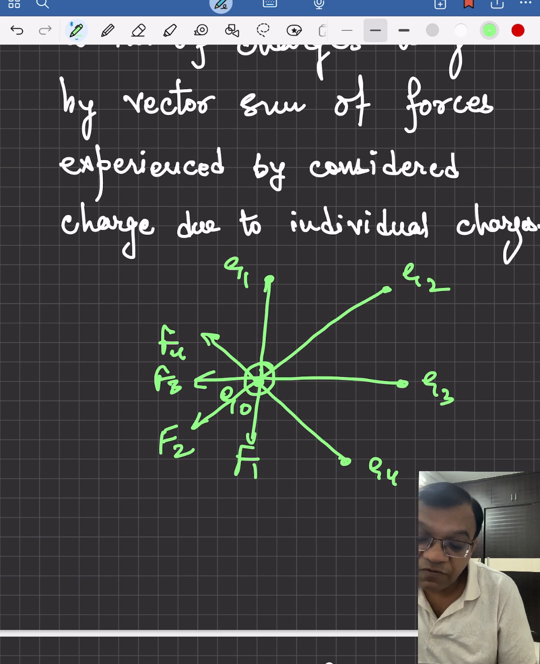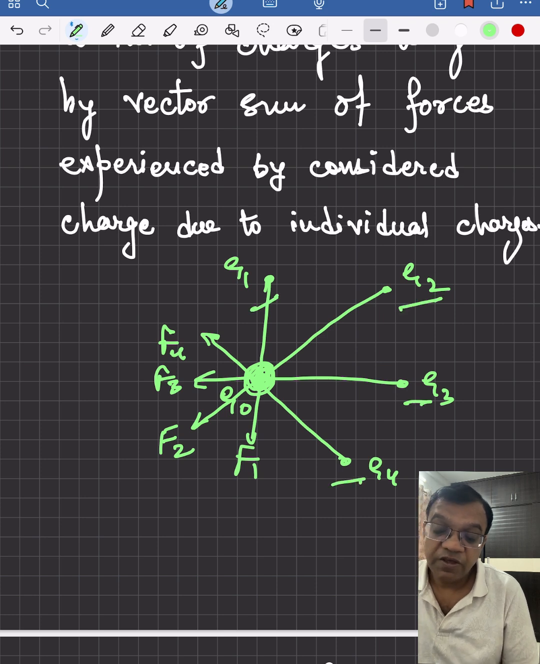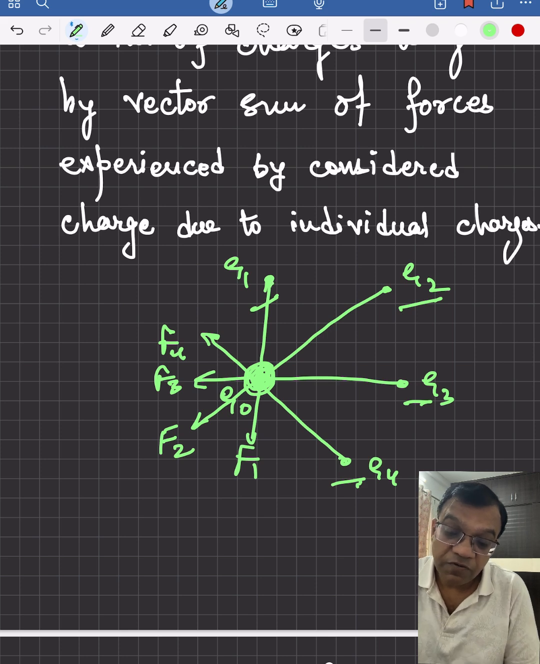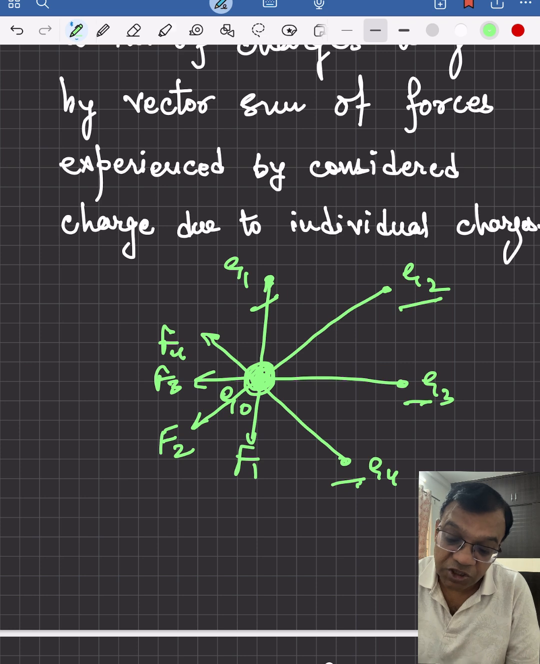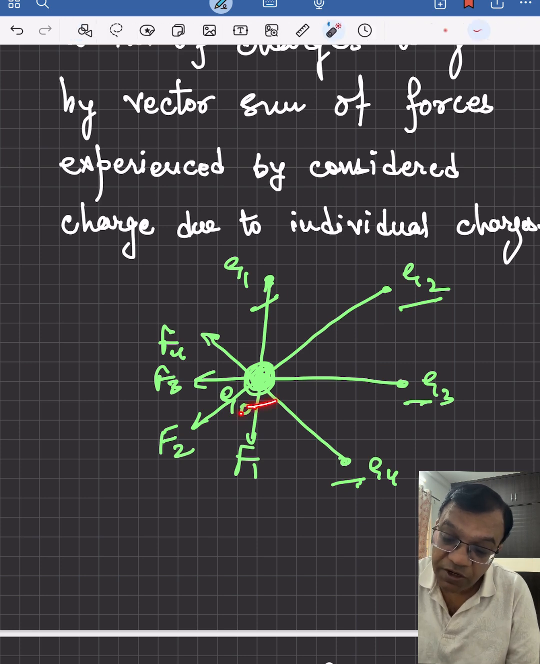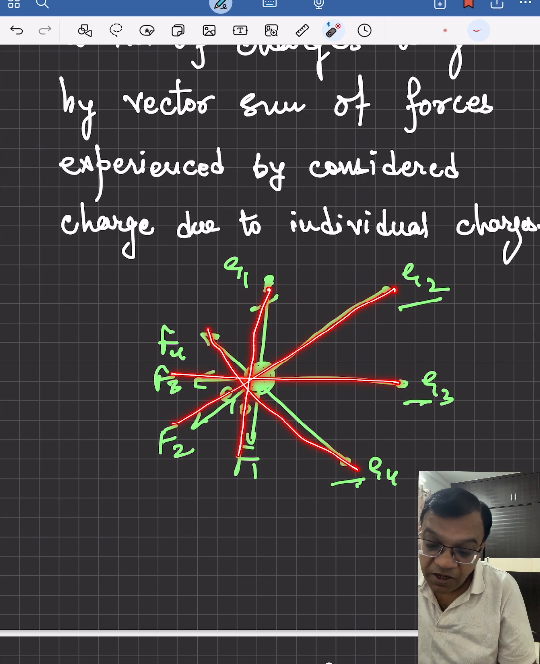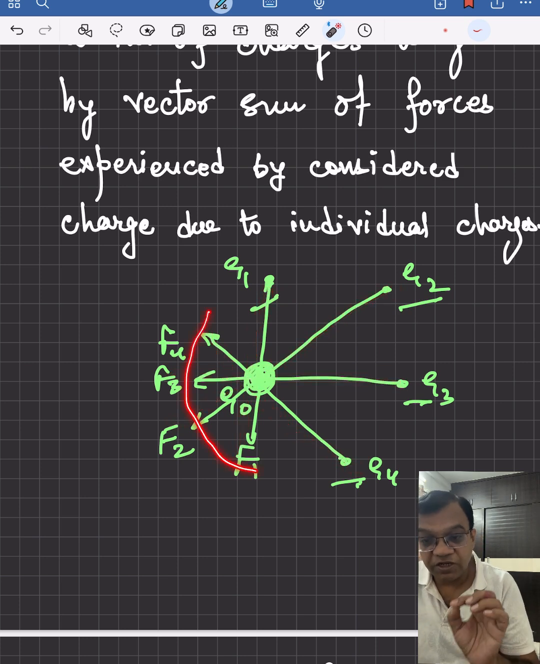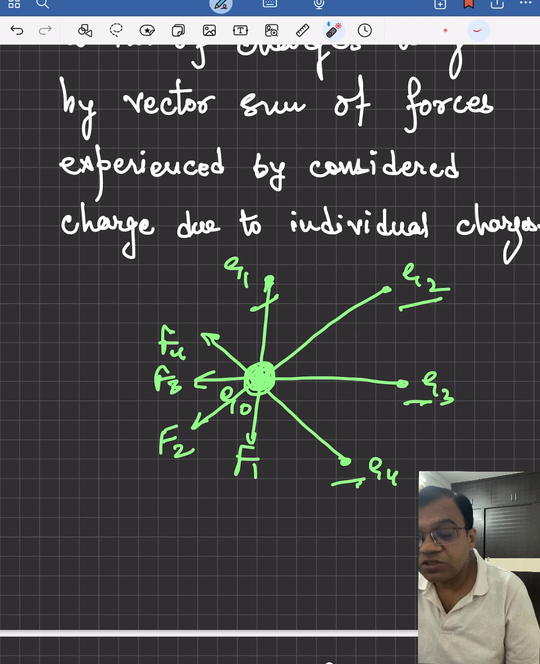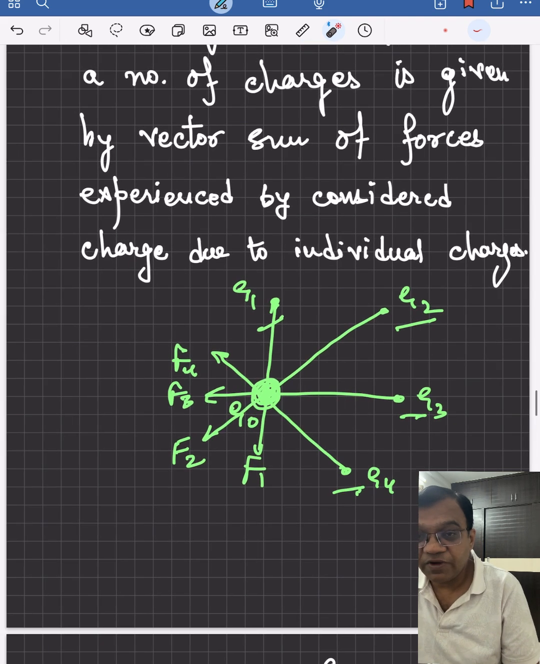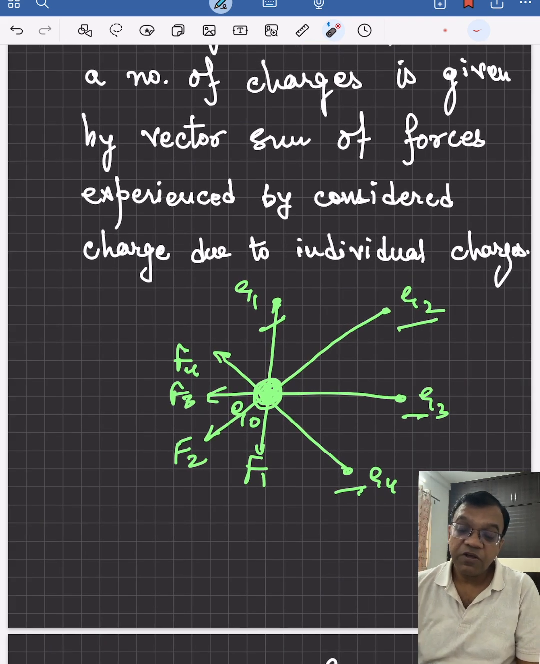If you have to find the force experienced by one charge due to multiple charges, find out the force experienced by the considered charge due to the individual charges. Due to this charge, due to this charge, and so on. And then add them all vectorially. You have to remember only this, that force is a vector quantity, so you have to add them vectorially.